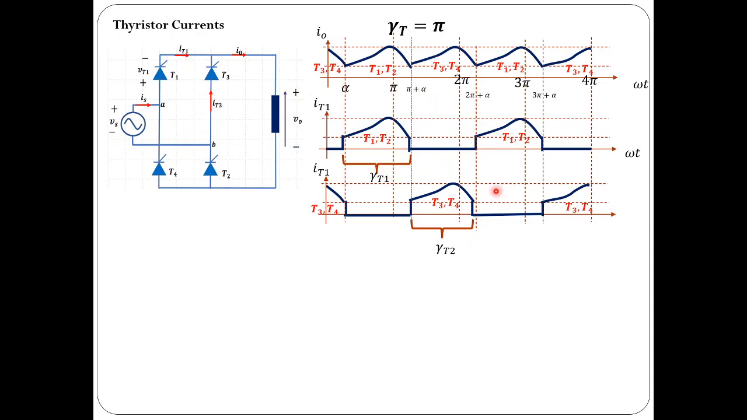It is the same as the output current. So this would repeat again, this also would repeat. So pi plus alpha to 2 pi plus alpha, 3 pi plus alpha to 4 pi plus alpha, and so on. So the current to thyristor 3 and 4 would be flowing.